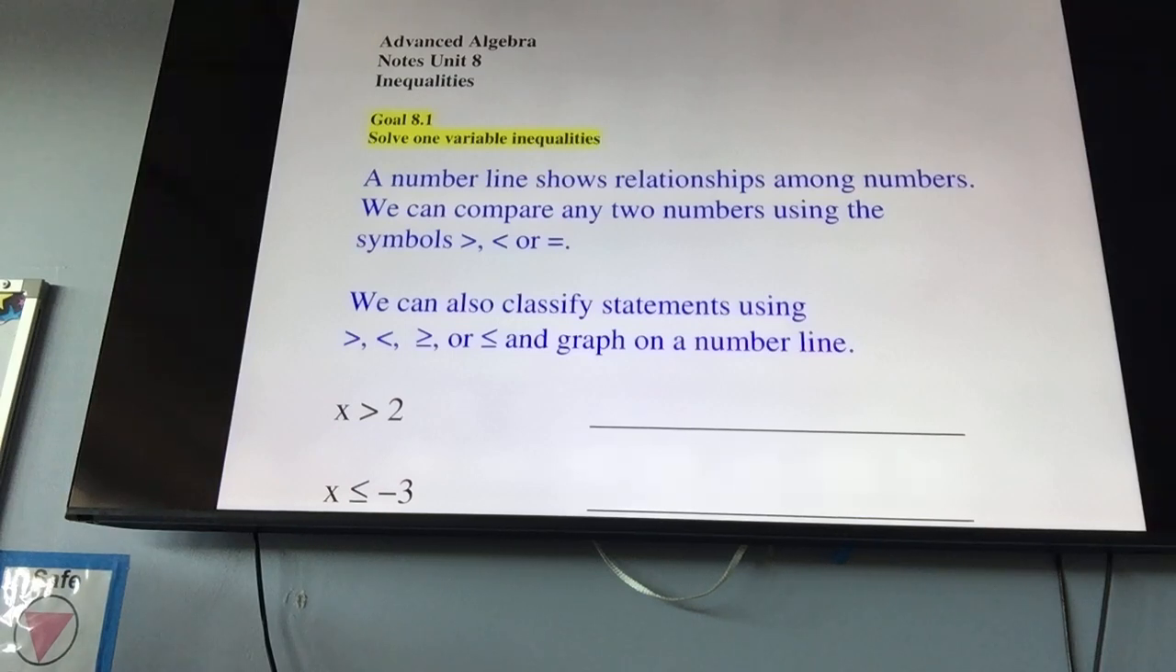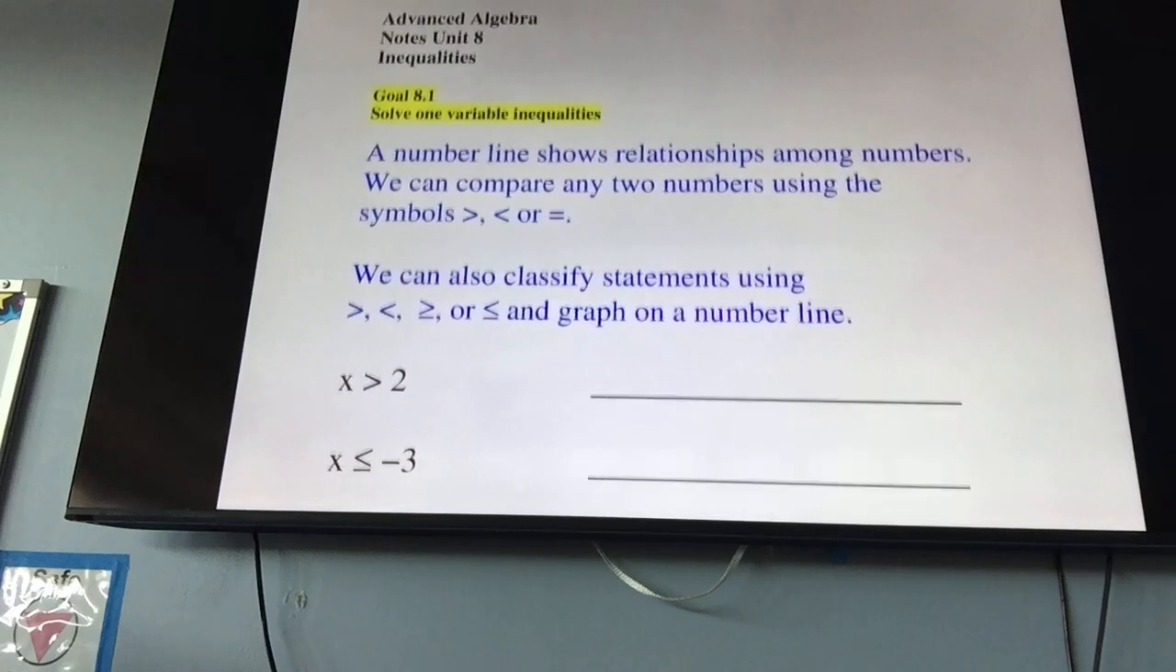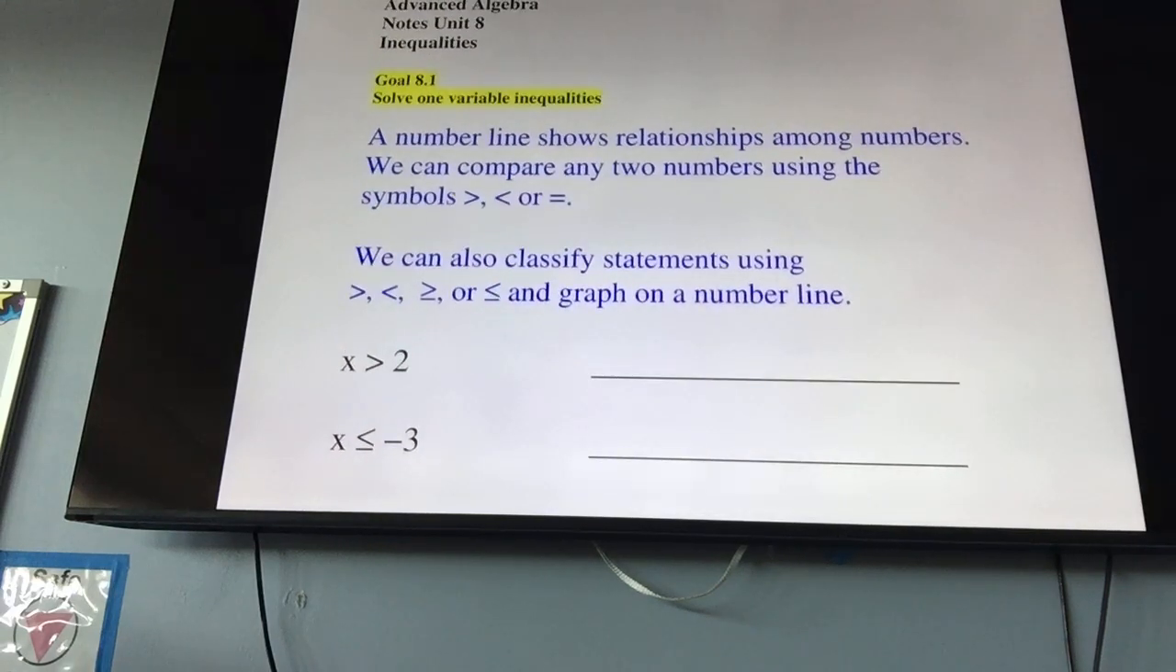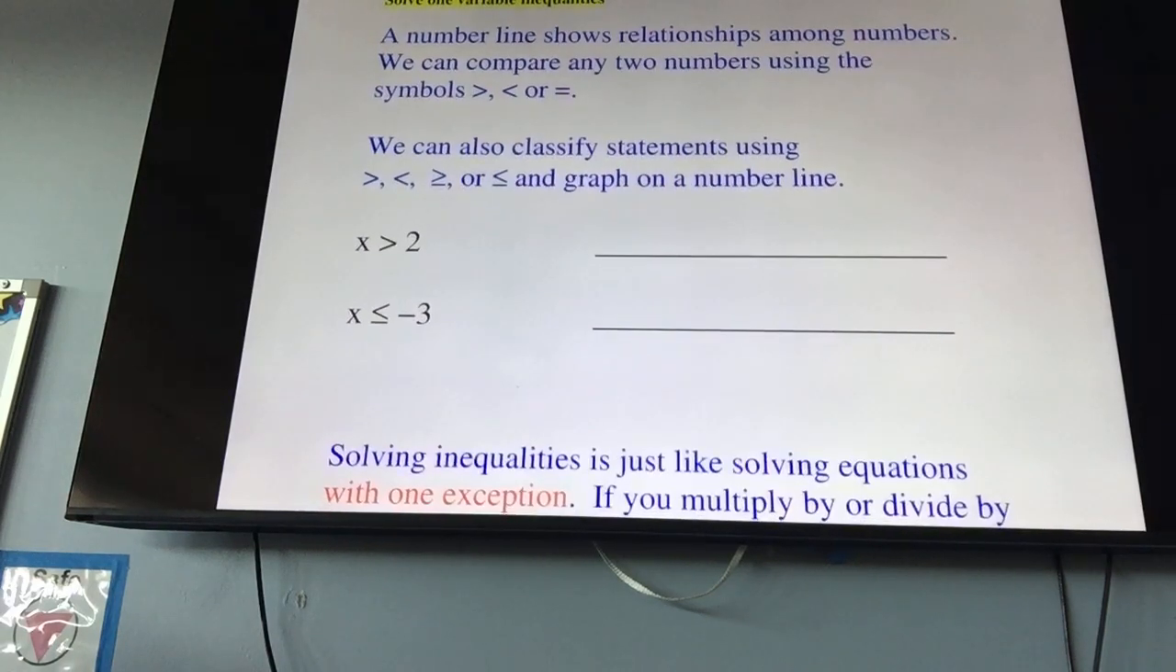Okay, a number line shows the relationship between numbers, and you compare two numbers by using the symbols less than, greater than, or equal to. So for example, 7 is greater than 2. 3 is less than 8. 5 equals 5. So we can compare two numbers using those symbols. We're going to be working with statements, expressions, and we're going to be using the symbols greater than, less than, greater than or equal to, less than or equal to.